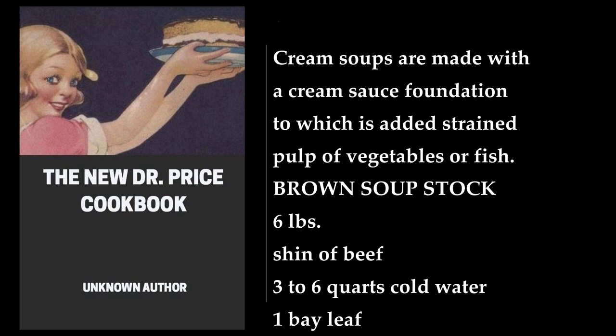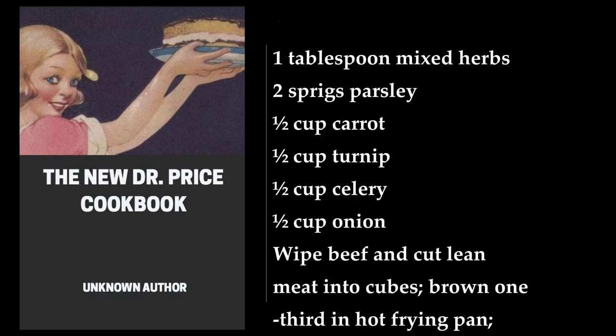Brown soup stock. 6 pounds shin of beef. 3 to 6 quarts cold water. 1 bay leaf. 6 cloves. 1 tablespoon mixed herbs. 2 sprigs parsley. 1/2 a cup carrot. 1/2 a cup turnip. 1/2 a cup celery. 1/2 a cup onion.